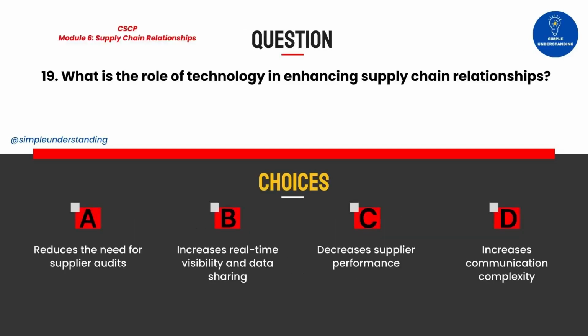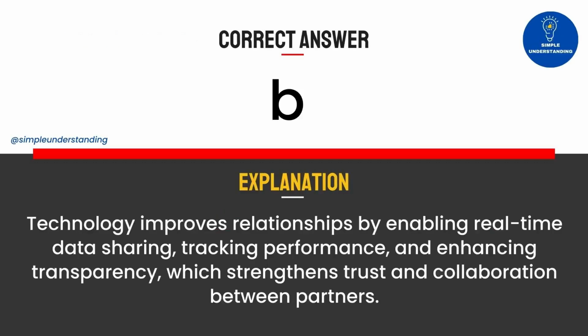19. What is the role of technology in enhancing supply chain relationships? A. Reduces the need for supplier audits. B. Increases real-time visibility and data sharing. C. Decreases supplier performance. D. Increases communication complexity. Correct answer: B. Explanation: Technology improves relationships by enabling real-time data sharing, tracking performance, and enhancing transparency, which strengthens trust and collaboration between partners.